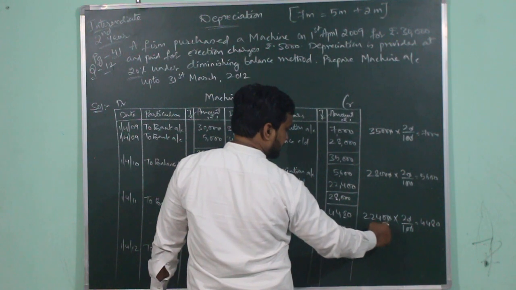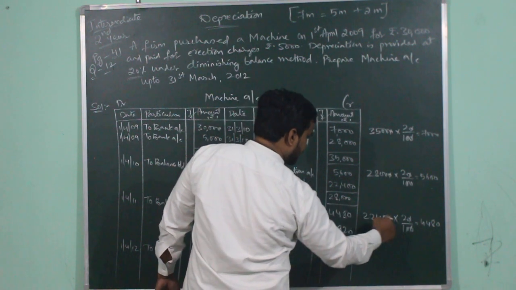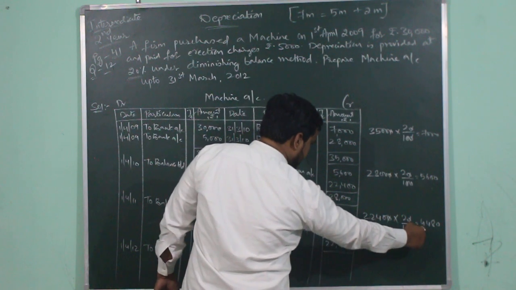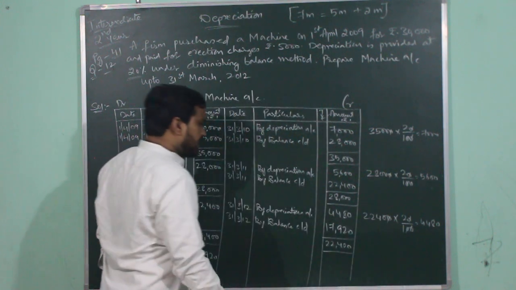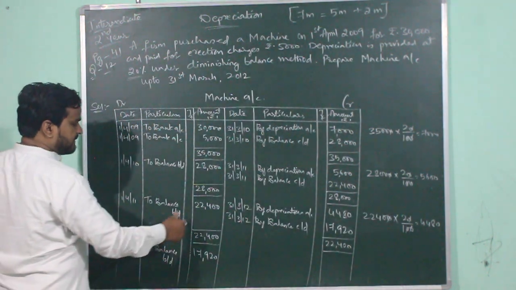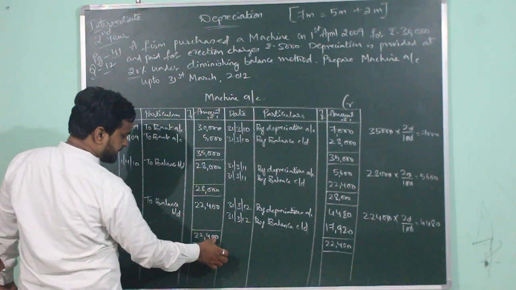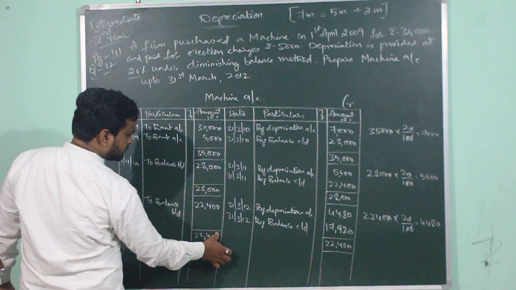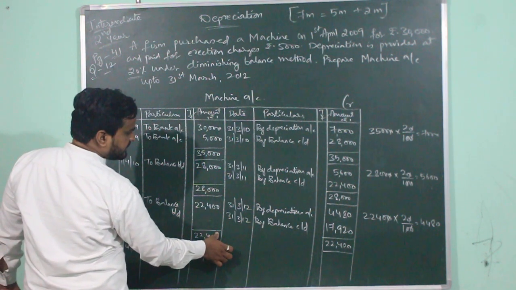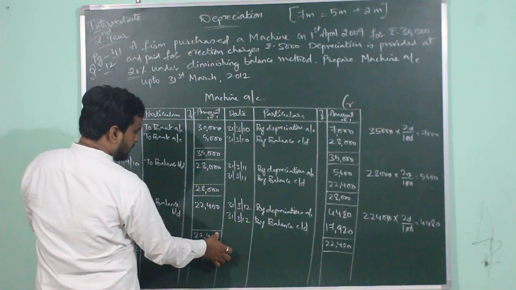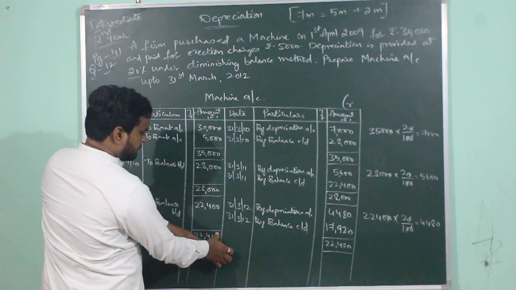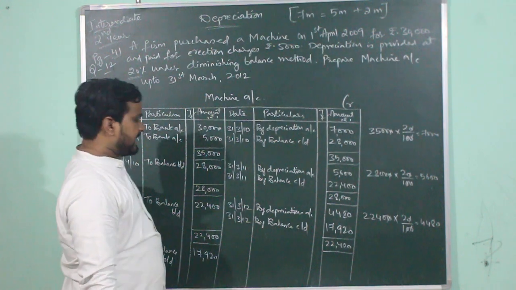The zeros get cancelled. 2 zeros are 0, 2 fours are 8, 2 twos are 4, 2 twos are 4. The value is 4,480. What is the simple technique for calculating it? We can also calculate it as 10% of 22,400 is 2,240. Now what will be the 20%? We need to double the value. 2 becomes 4, 2 becomes 4 and 4 becomes 8, 4,480.